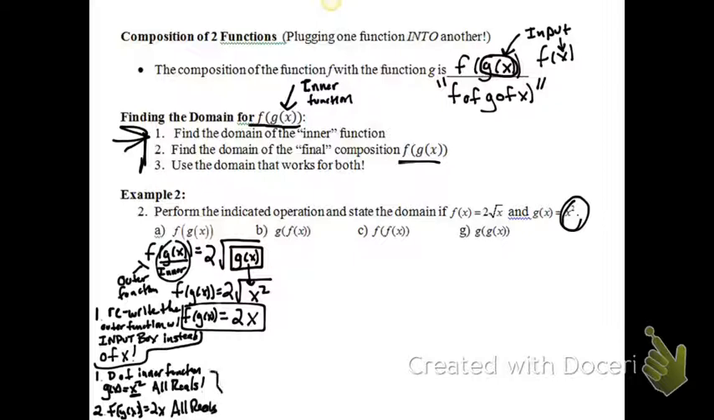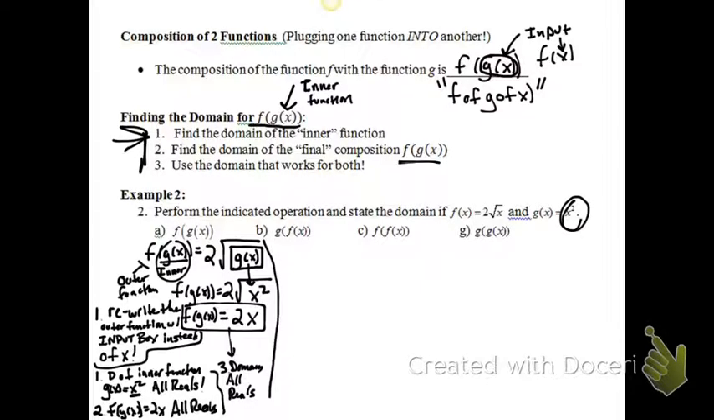Now, step 3 is to put these together and use the most restrictive domain. But since they're both all reals, your final answer for this domain is all reals, since there was no restriction on either of the prior two steps. So let's do another couple of examples here.